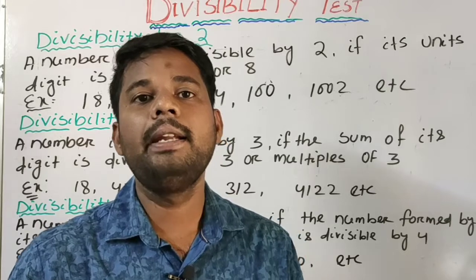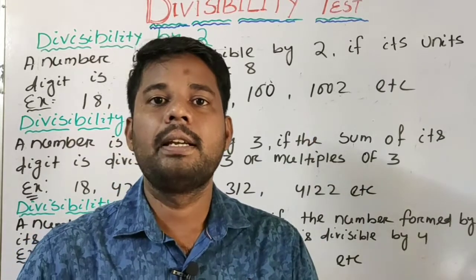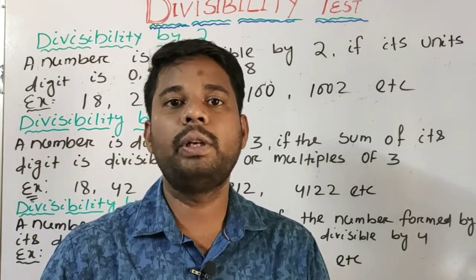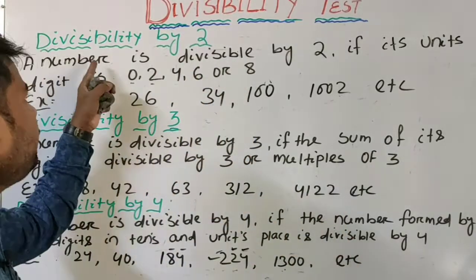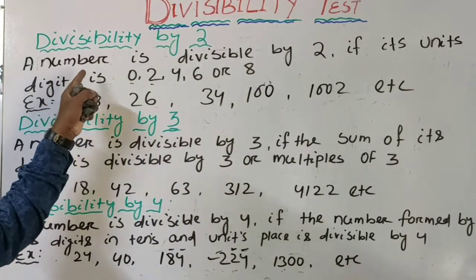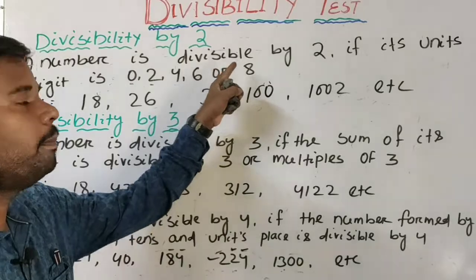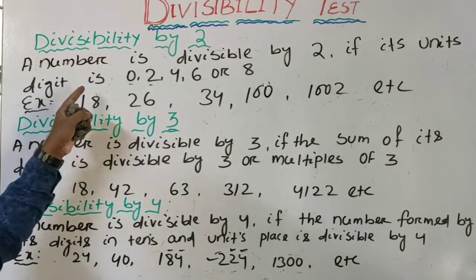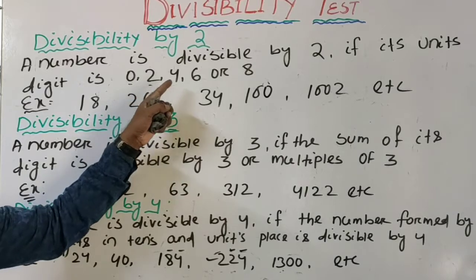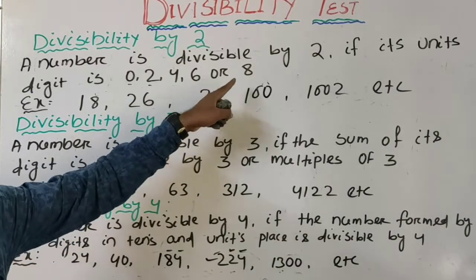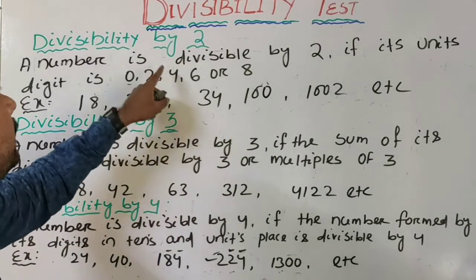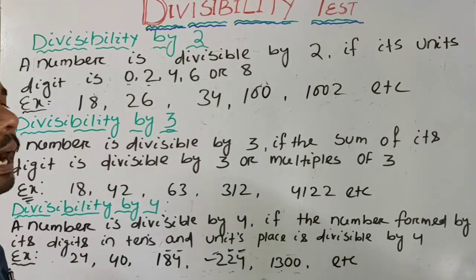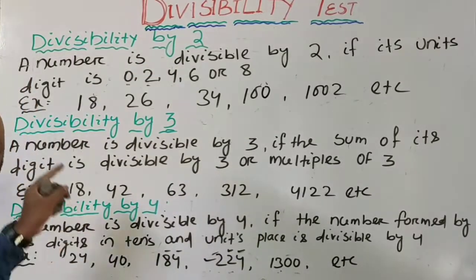Today we will study divisibility tests. Let's start the class. First we will learn divisibility by 2. A number is divisible by 2 if its units digit is 0, 2, 4, 6 or 8. Then that number is divisible by 2. For that I have taken some examples.